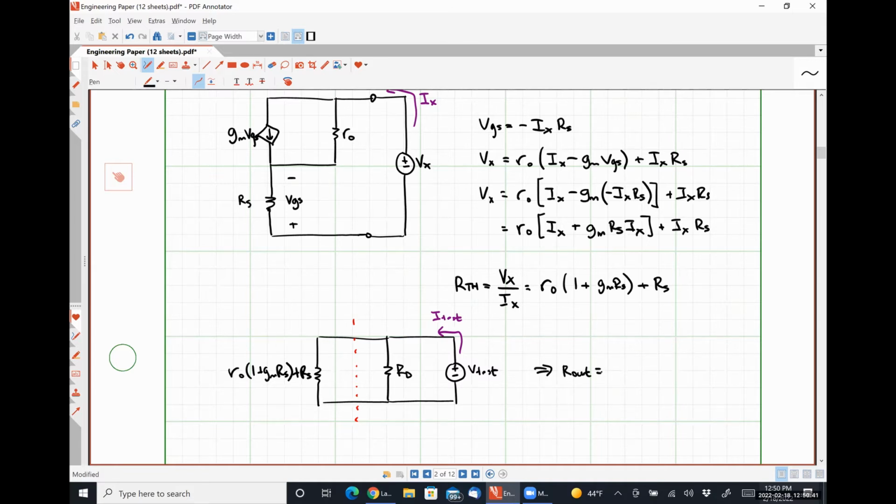So from this guy, I can easily see that my output resistance is just RD in parallel with the Thevenin equivalent of everything on the left-hand side. Or r naught times 1 plus gm Rs, plus Rs, all in parallel with RD.